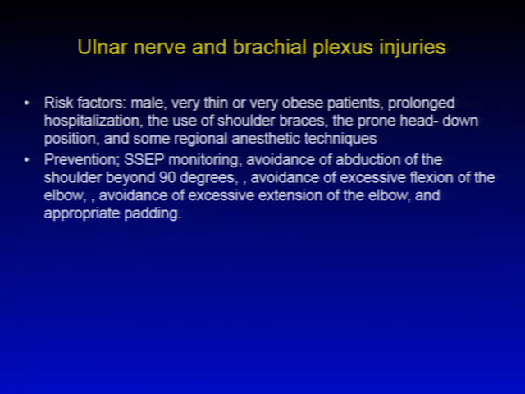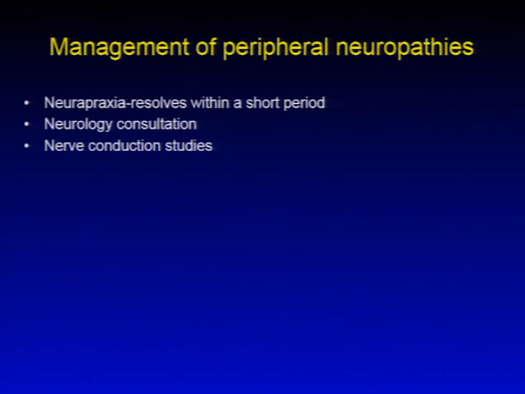Prevention includes SSEP monitoring, avoidance of abduction of the shoulder beyond 90 degrees, avoidance of excessive flexion of the elbow, avoidance of excessive extension of the elbow, and always properly padding the extremities. Management of peripheral neuropathies includes neurology consultation and nerve conduction studies. For neurapraxia, the injury is short-lasting.